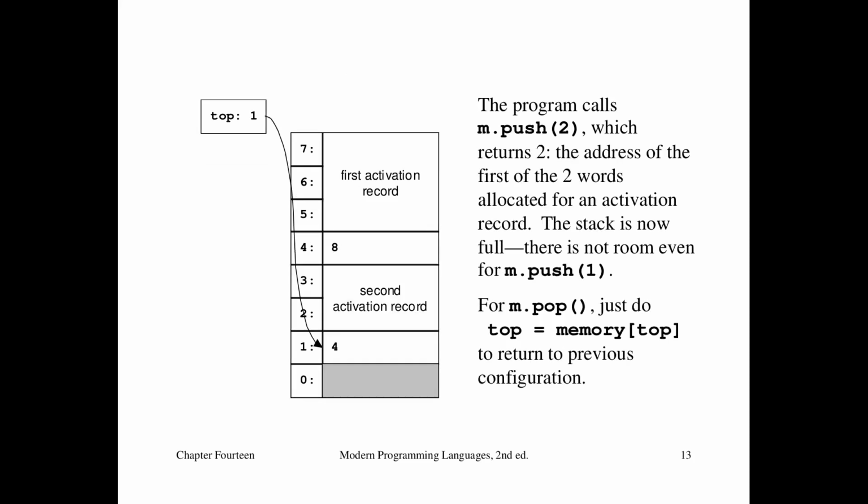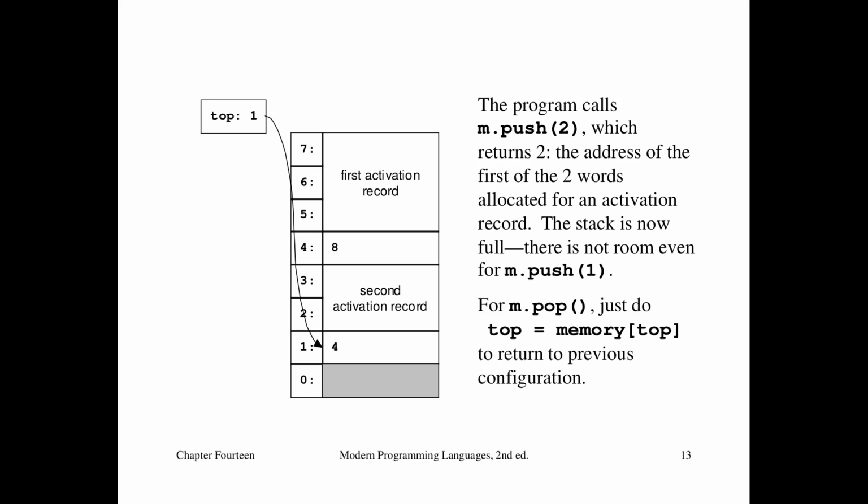So continuing along, we have a second activation record. The program calls m.push2, which returns 2, the address of the first of the 2 words allocated for an activation record, right? And then the stack is now full. There's no room for even m.push1, because we need at least 2 words for that. And the interesting thing is we had to, again, record the previous top in the next location, which is what index 1 is saying, 4.